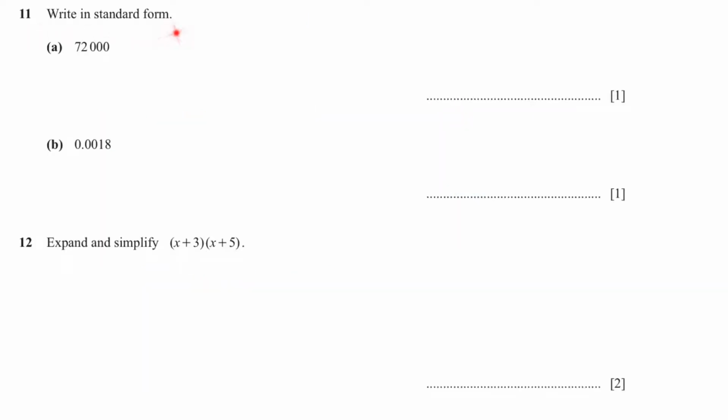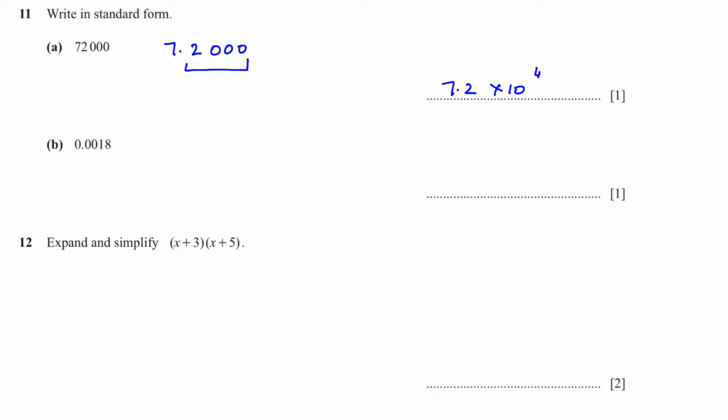Question number 11, write in standard form. We have been given the number 72,000. Write in standard form means there should be only one number before the decimal. So we have the number 72,000. We will write it 7.2 and the 3 zeros. And then you count the numbers after the decimal. How many do you have? 1, 2, 3, 4. So this will be written as 7.2 multiplied by 10 to the power of 4. Why 4? Because there are 4 numbers after the decimal.